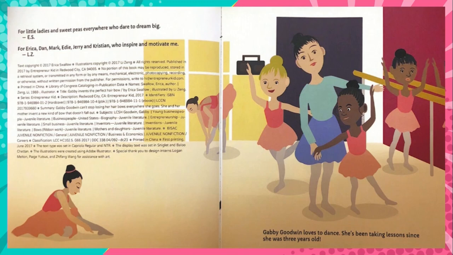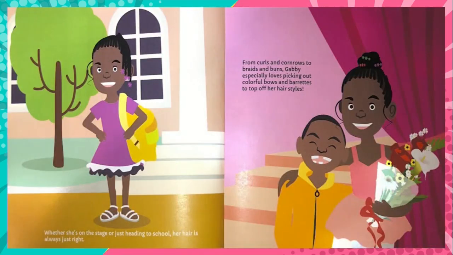Let's get started. Gabby Goodwin loves to dance. She's been taking lessons since she was 3 years old. Whether she's on the stage or just heading to school, her hair is always just right. From curls and cornrows to braids and buns, Gabby especially loves picking out colorful bows and barrettes to top off her hairstyles.